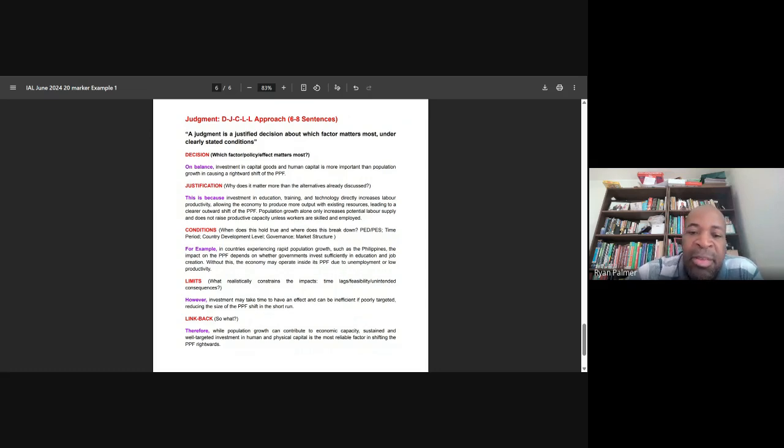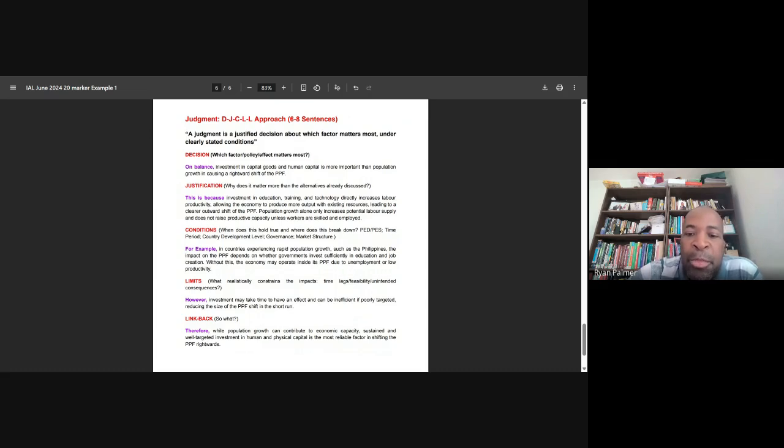Talk about governance: the ability of the policymakers in government to identify appropriate policies, to customize those policies to context, and then to sustain those policies over time. And then talk about market structure: monopoly, oligopoly, monopolistic competition, etc. So with the conditions, we're providing illustration in order to identify where, if we change the context, the conclusion will change.